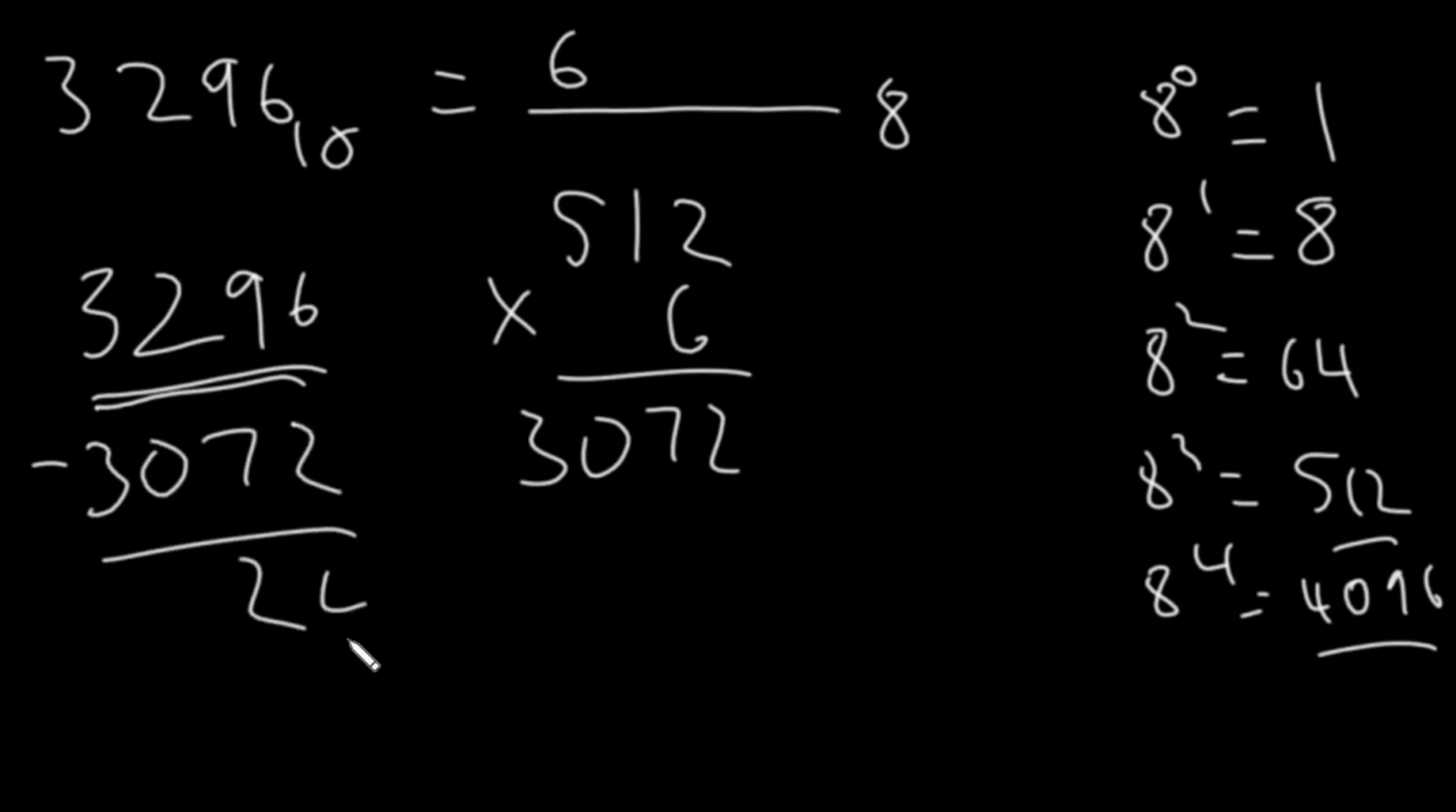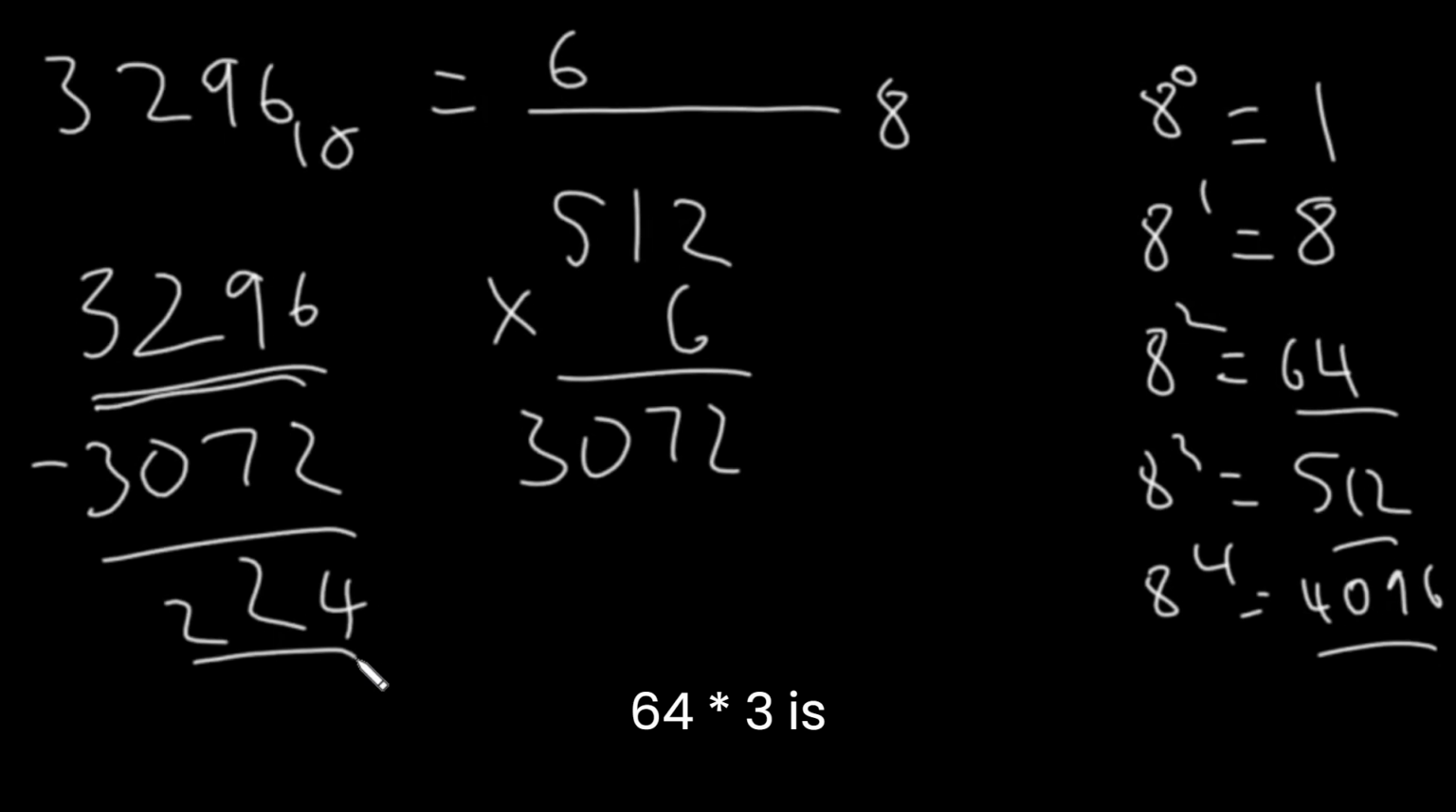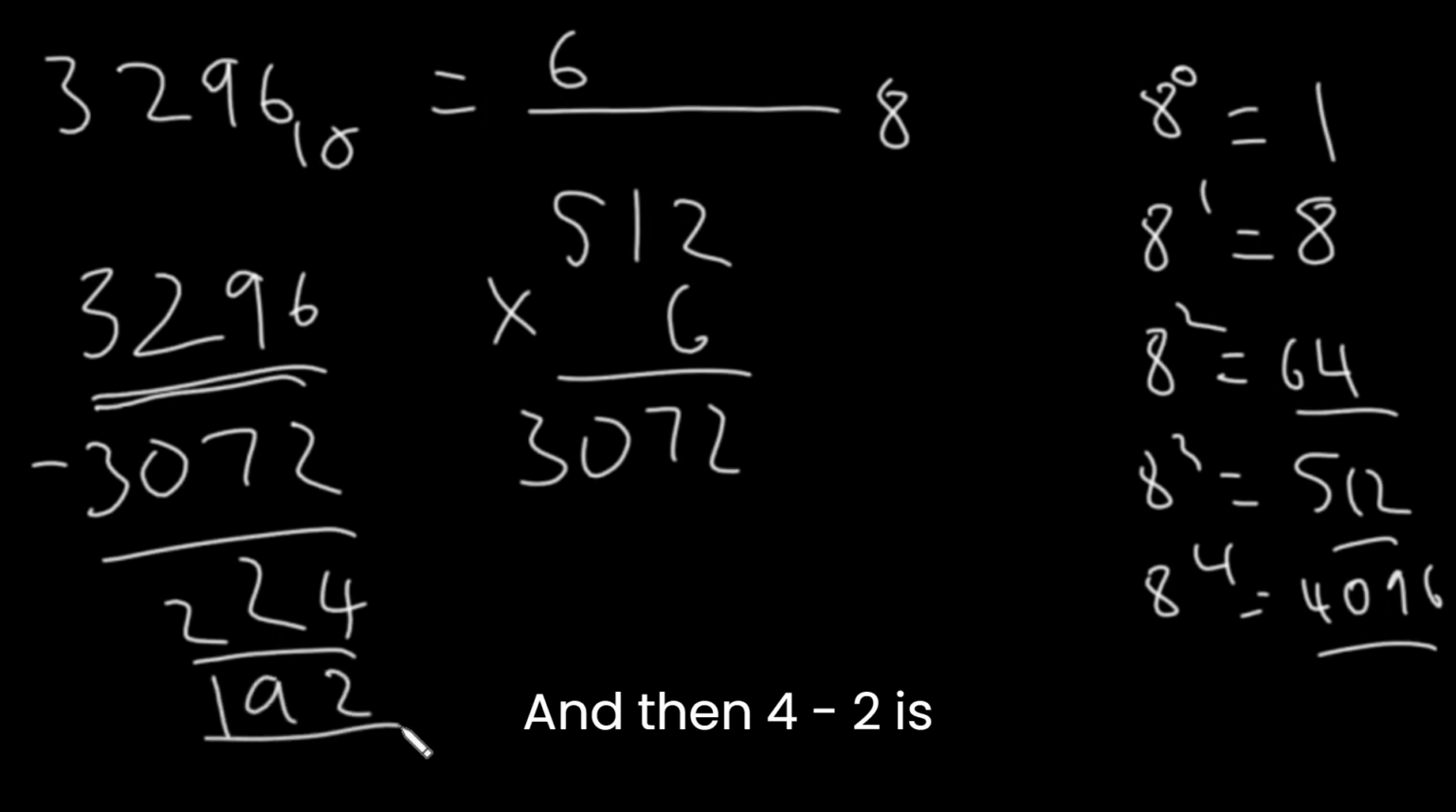This will be 224. So now we need to use the 64. 64 will go into 224 3 times. So 64 times 3 is 192. And then 4 minus 2 is 2. 22 minus 19 is 3. And so we write a 3 there.